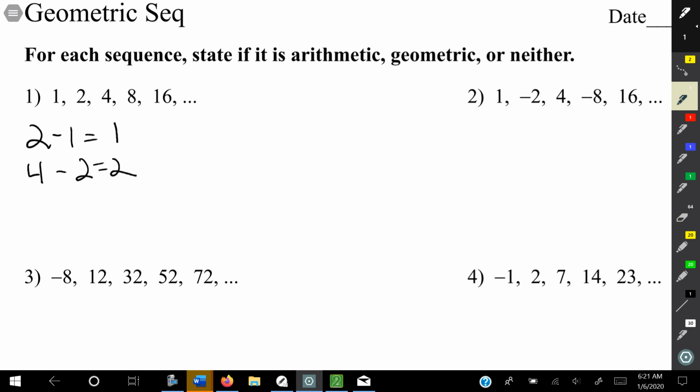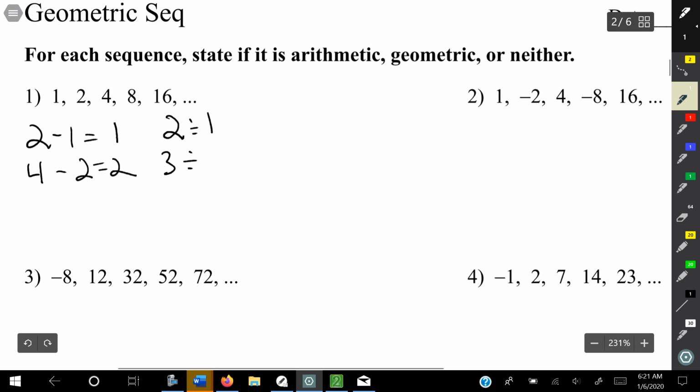Now we're going to test and see if it is a geometric sequence. We're going to take the second number and this time divide by the first, and then take the third number and divide it by the second. The second number divided by the first is 2, and 4 divided by 2 is 2. So both of these are the same number, which means it is a geometric sequence.